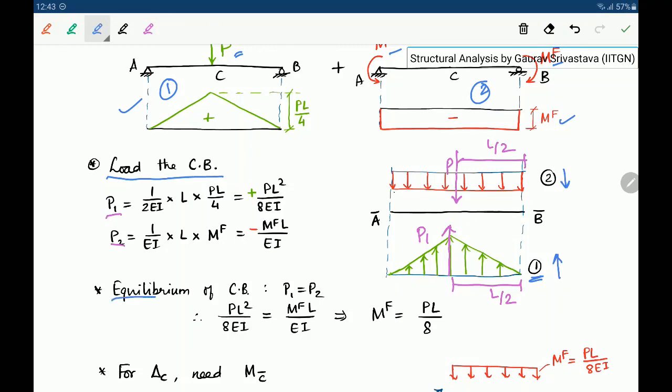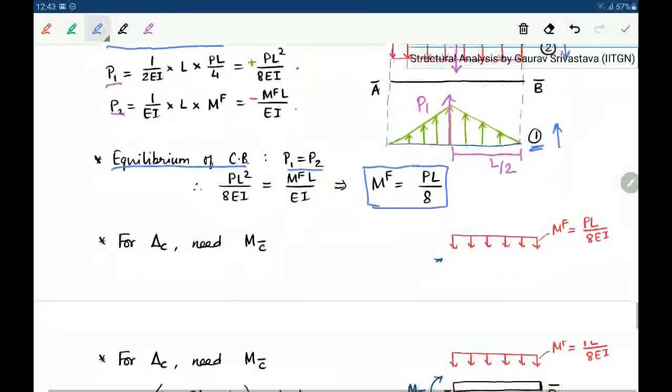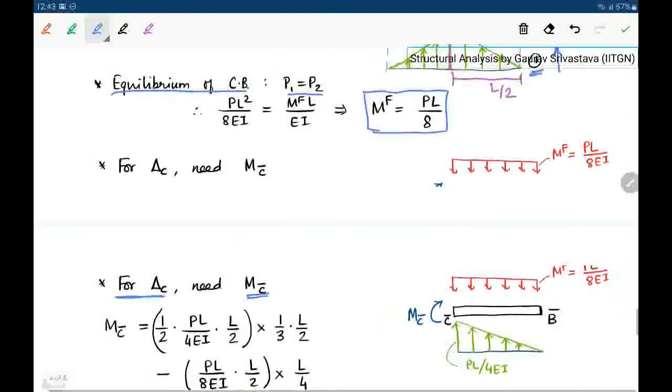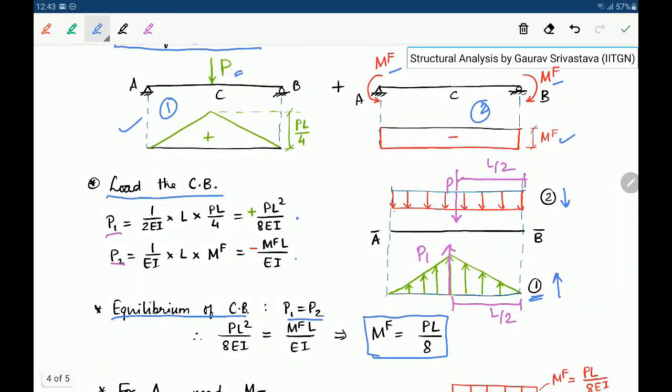Now we can do equilibrium of the conjugate beam, which means that the net upward force and the net downward force should be 0. So P1 and P2 are equal. That gives us this equal to this. Basically from here we can calculate the fixed end moment, and this fixed end moment comes out to PL by 8. And next, we wanted earlier to calculate delta C, or deflection of point C in the real beam. So for that what we need is MC bar, or the bending moment at the midspan C bar of the conjugate beam.